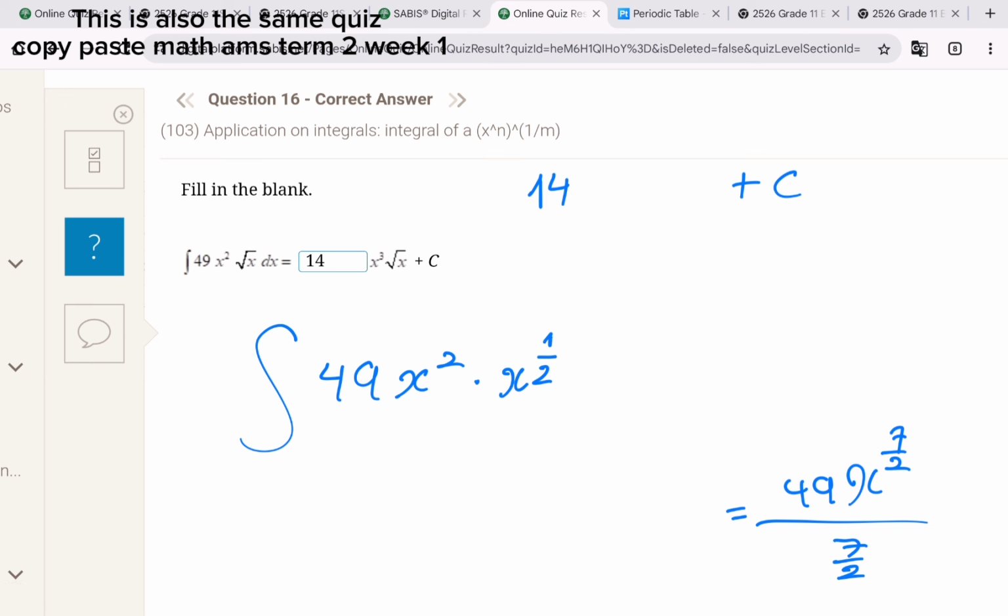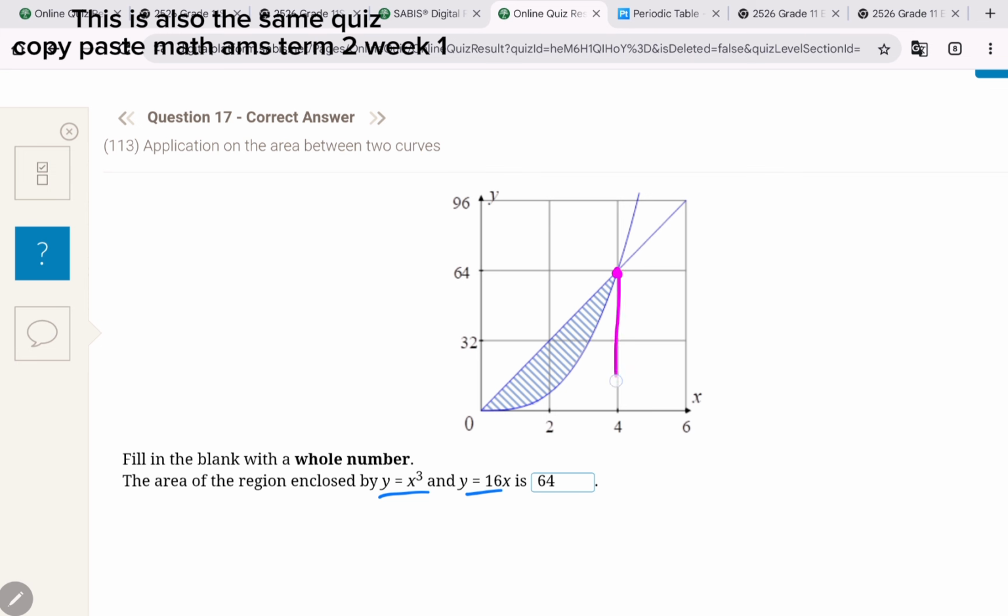Fill in the blank with a whole number. The area of the region enclosed by this and this. Very simply, I can see over here in the graph, they gave me my boundaries. This is my first boundary, and this is my second boundary. So it's from 0 to 4. Now what do I need to do? I need to do y1 minus y2 or y2 minus y1. It does not matter. So I need to do integration from 0 to 4 of y1 minus y2. Perfect. So what can I do? I can do integration from 0 to 4 of y1, for example, I'll choose this y1, this is y2, x cubed minus 16x, right?